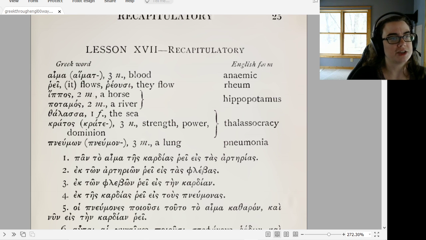Kratos. Strength, power, dominion. It's a neuter word. It means strength. Oh yeah, so give me a moment to say this word. Thalassocracy. Probably. Rule of the sea. Rule by the sea.